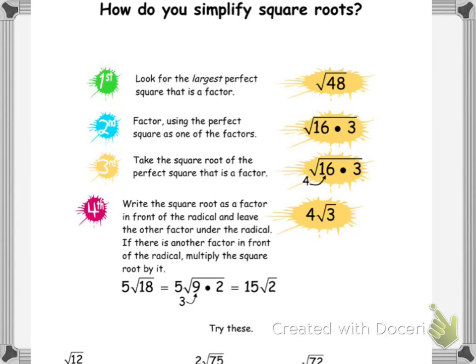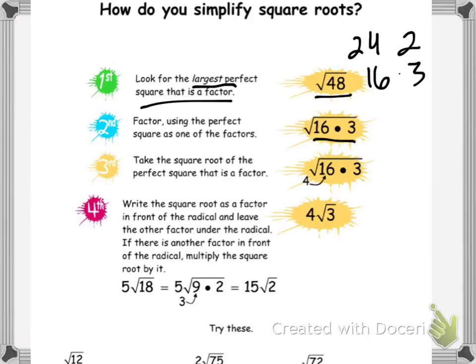Alright, so right here we're looking for the largest perfect square that is a factor, so 48. We think about factors of 48. You can do 24 and 2. There's not a perfect square in there, so we got 16 and 3. And we notice that in 16 times 3, 16 is a large perfect square.